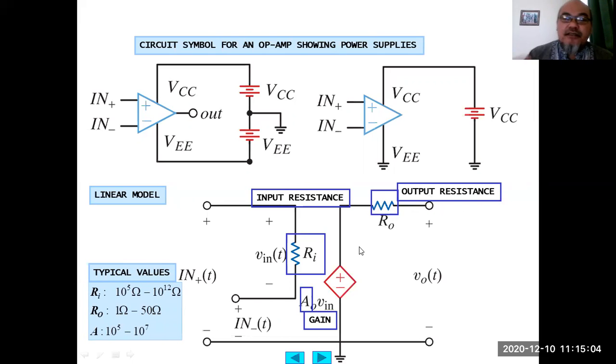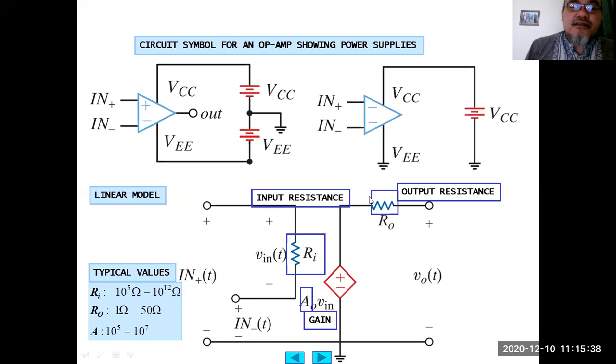So typical values in operational amplifier components, the Ri is from hundreds of kilo ohm to giga, tera. After giga is tera, right? To thousands of giga ohm, 10 to the power of 12 ohm. It means the input resistance is very high. Later we will study the implication of this very high value of input impedance or input resistance.